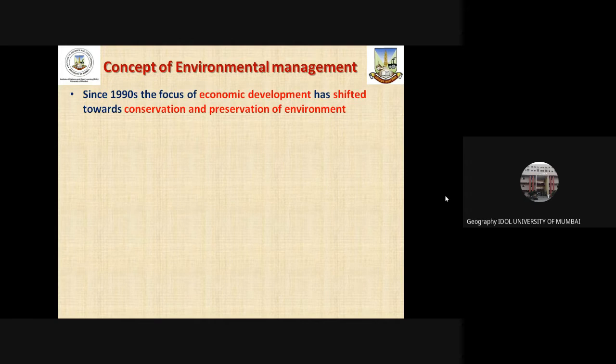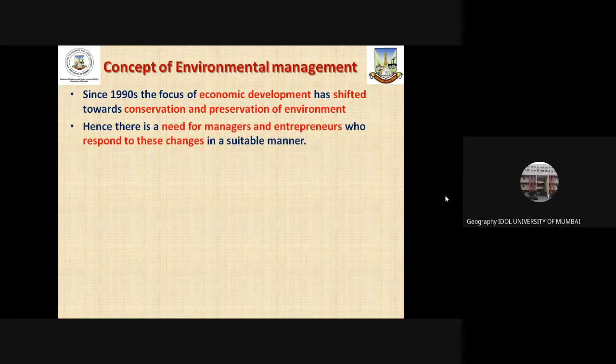It was for the first time, specifically in the last decade of the 20th century, that the focus of economic development shifted a little from economic profitability to consideration of the natural environment, and its conservation and preservation for the betterment of future generations.